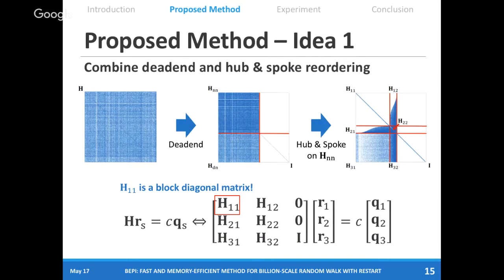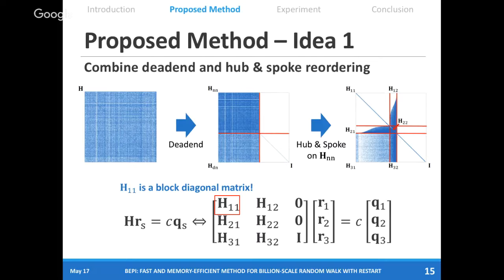So we combine the dead end and hub and spoke reordering methods as follows. We first apply the dead end reordering method to the original matrix H, and then we apply the hub and spoke reordering method to this part. So we finally obtain this reordered matrix, which is a 3x3 block matrix.